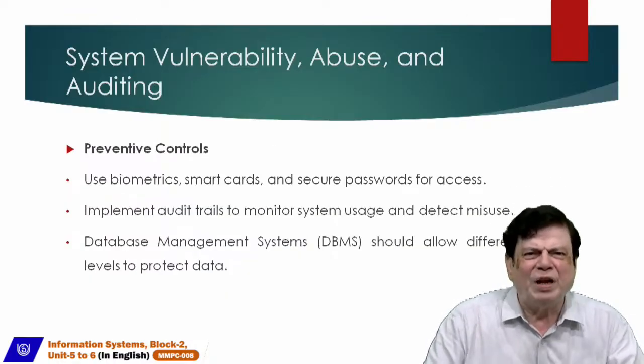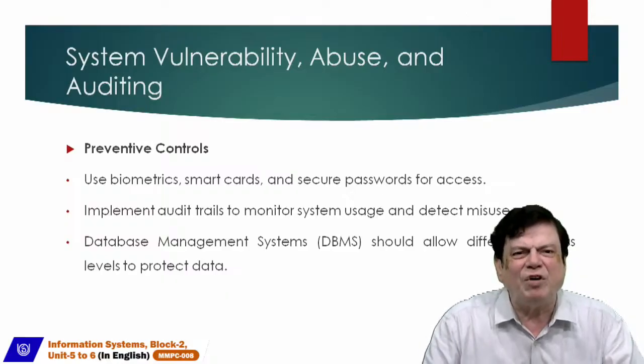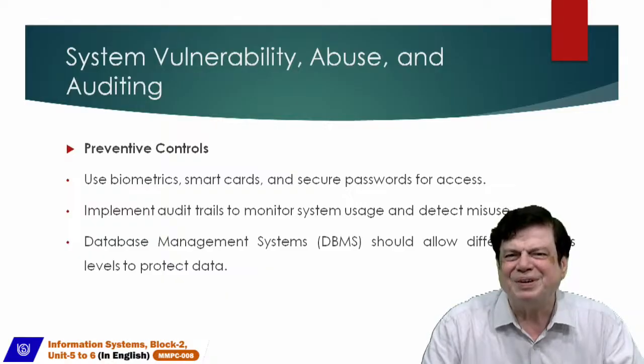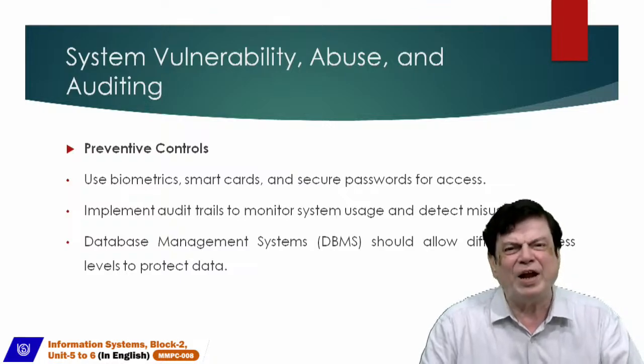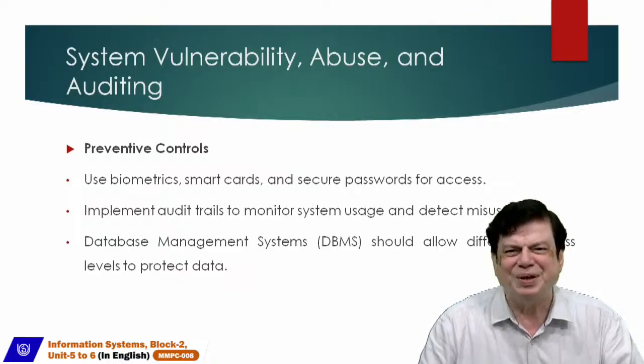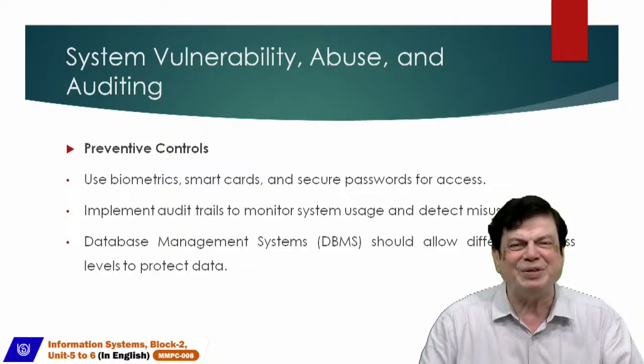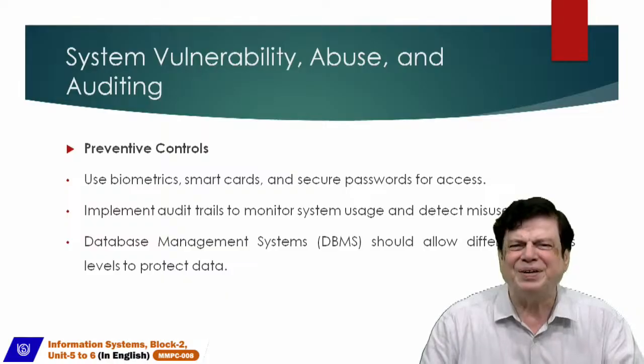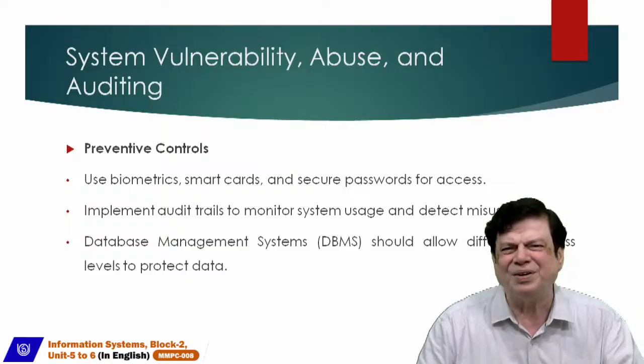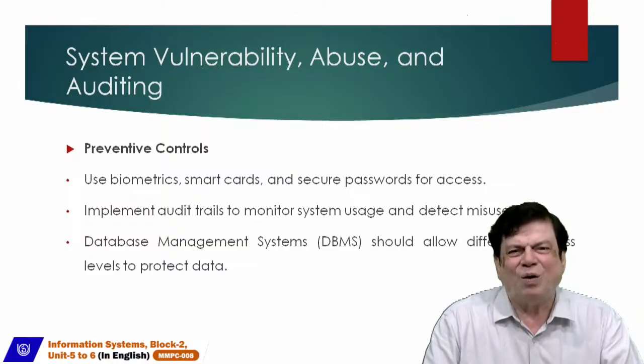Now, system vulnerability, abuse and auditing. Preventive controls. What are the preventive controls? Use biometrics. You will see now in these offices, the moment a person opens the door, before that he has to use the biometrics, put his finger in the machine fixed there, and then he can open the door of the office.